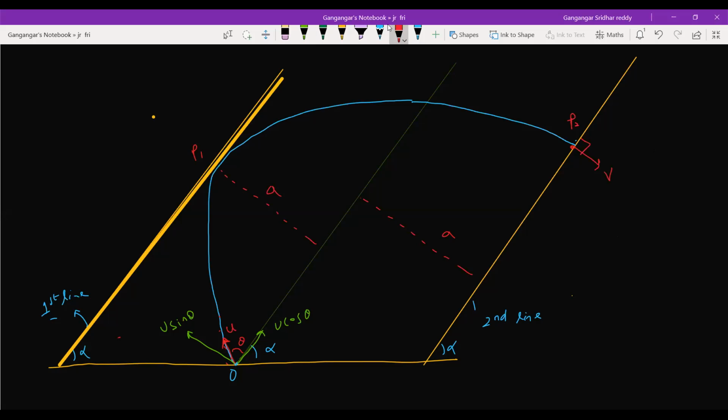What will happen as it grazes here? It grazes, strikes normally. Fine. As it moves from O to P1, what will happen to U sine theta? It should decrease. So what shall I do with gravity? You have to resolve gravity. If you resolve it, it will be g sine alpha and g cos alpha.